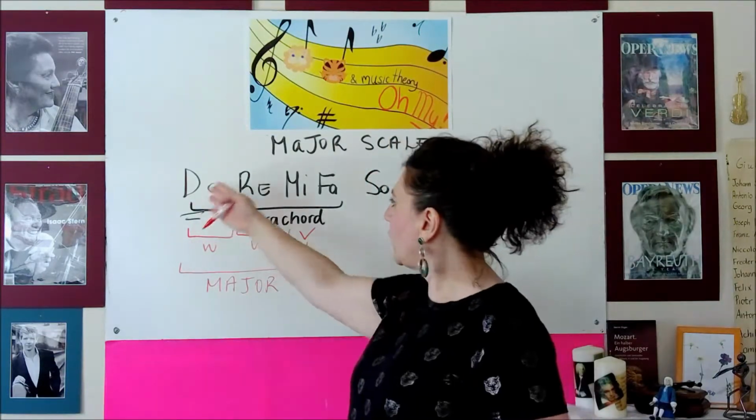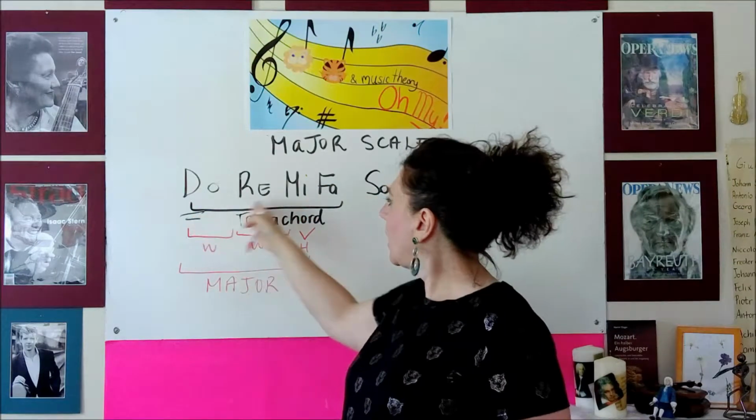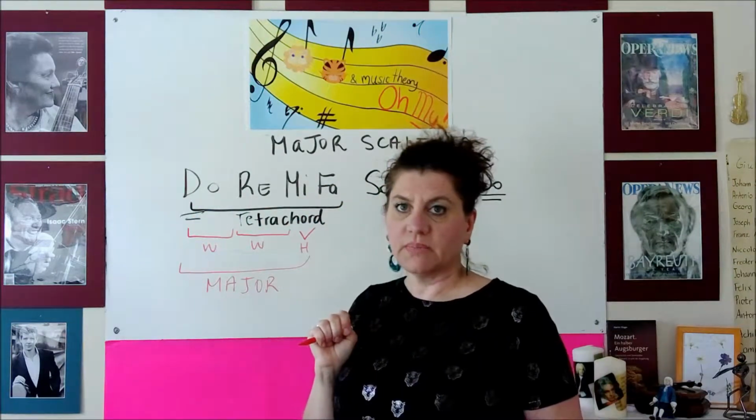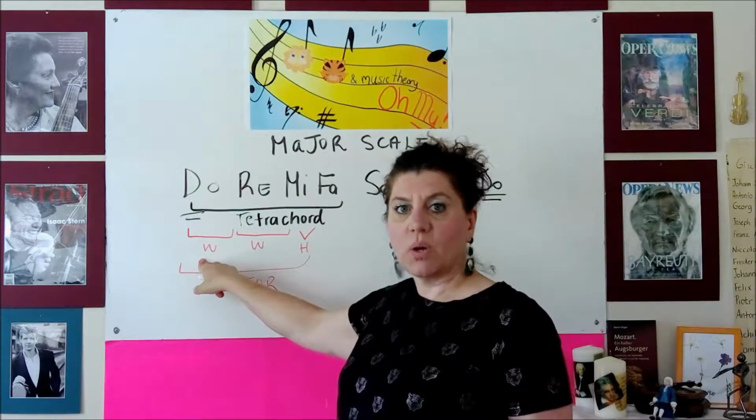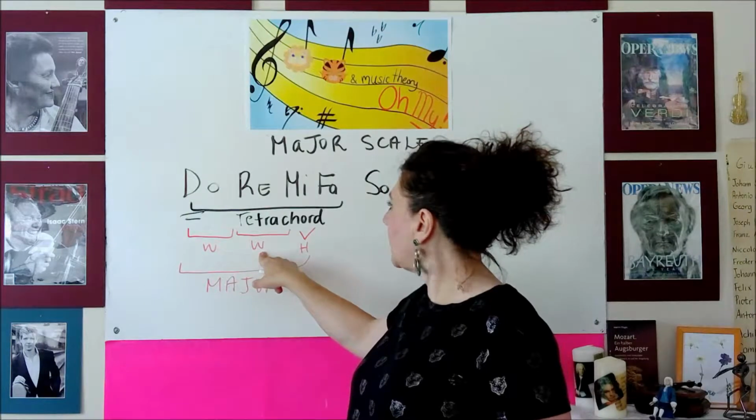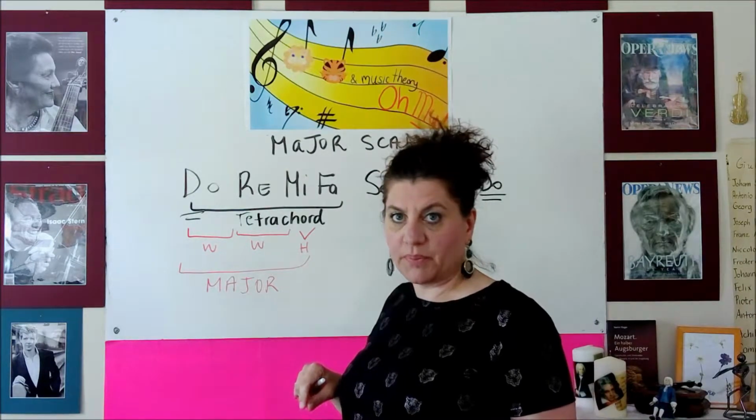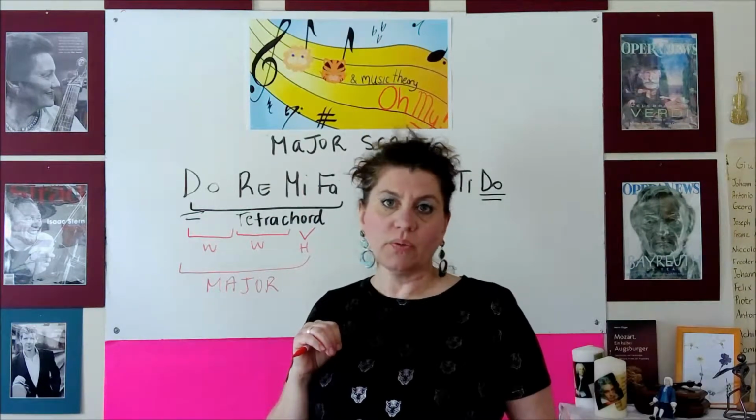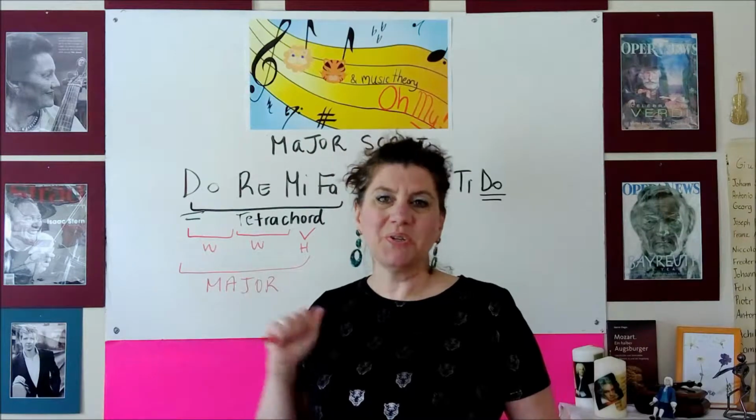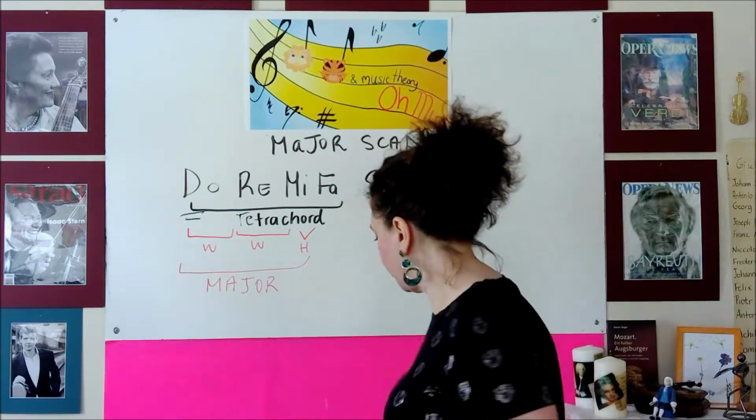Again, the first 4 notes, Do, Re, Mi, Fa, come out to a tetrachord. Tetra means 4 in Greek. Between Do and Re is a whole step, between Re and Mi is a whole step, and between Mi and Fa is a half step. So whole step, whole step, half step. If this is how your scale starts, then you are actually playing or singing a major scale.